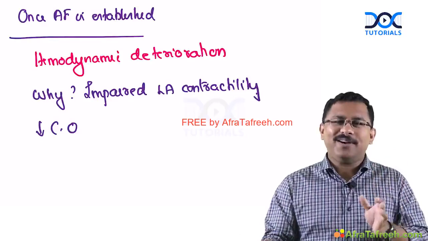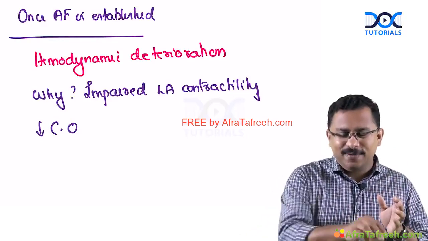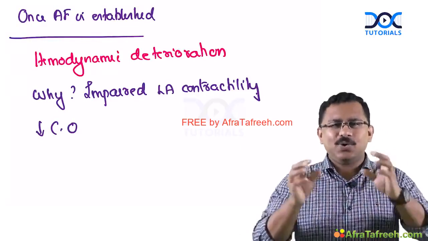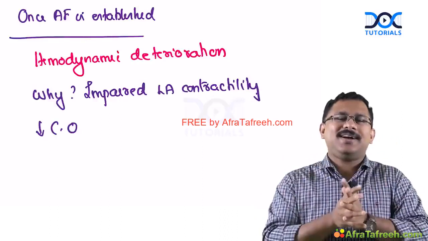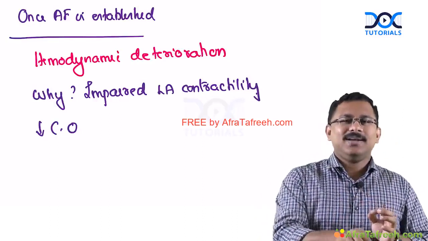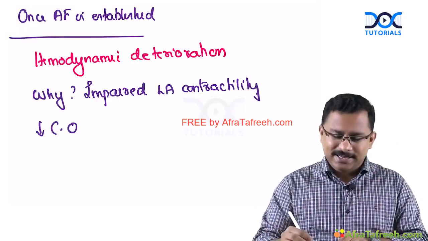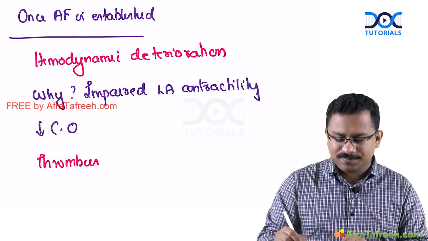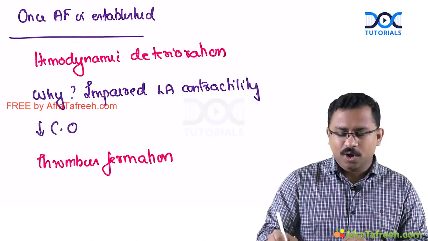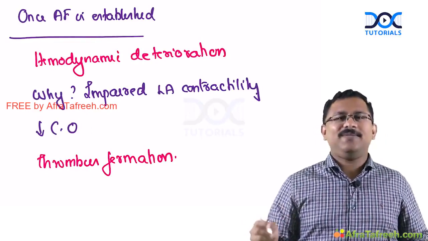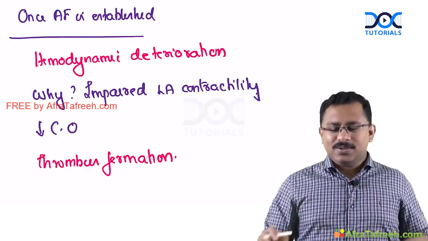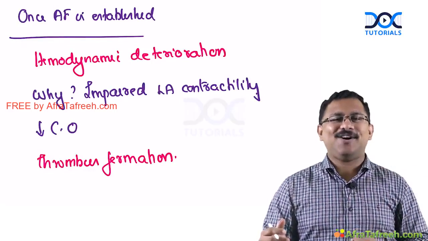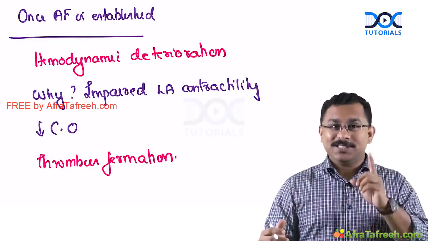And very importantly, whenever you have atrial fibrillation, that can lead to thrombus formation, because the atria are not contracting in a coordinated manner, so the circulation also becomes sluggish. So AF can predispose to thrombus formation, which is very important to understand. So this is, in a nutshell, the pathophysiology and hemodynamics of mitral stenosis. I hope this much is very clear.